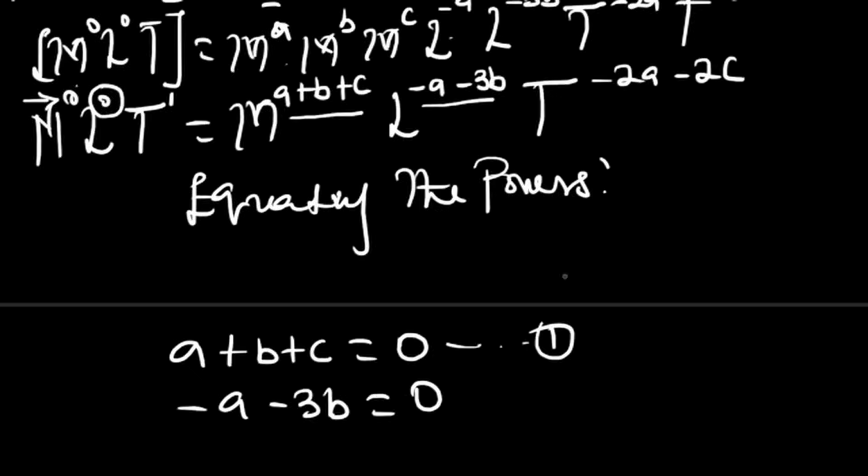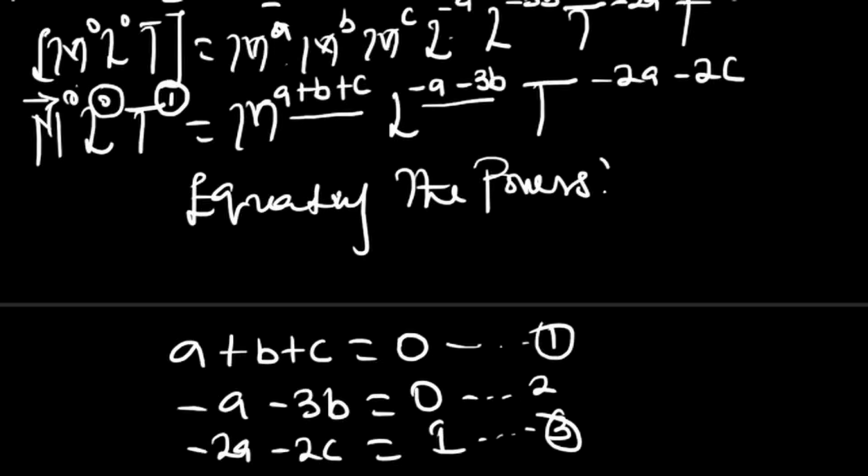Now let's do for the t. The powers of t on the right hand side is minus 2a, minus 2c. This is equal to what? The power of t on the left hand side is just a 1. So this is equal to 1. Okay, so this is our equation 2, and here we have our equation 3.